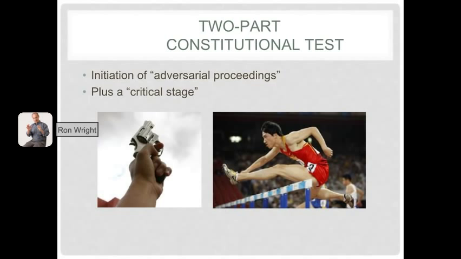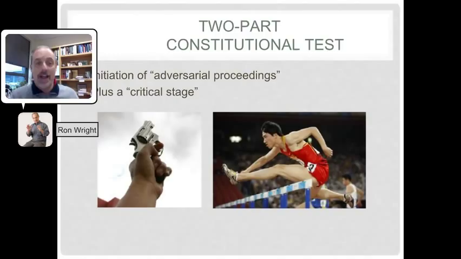So how do these two components of the constitutional test interact? Well, they're separate requirements, and I like to think of it this way. The first requirement, the initiation of adversarial proceedings or the start of the criminal prosecution, think of that like the starting gun in a track race. Before the gun goes off, before the case has really begun, before it's become adversarial, there is no right to state-provided counsel. But once the gun goes off, then you may be eligible for counsel.